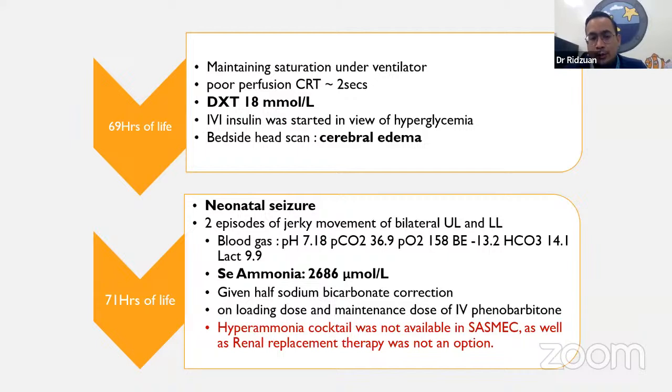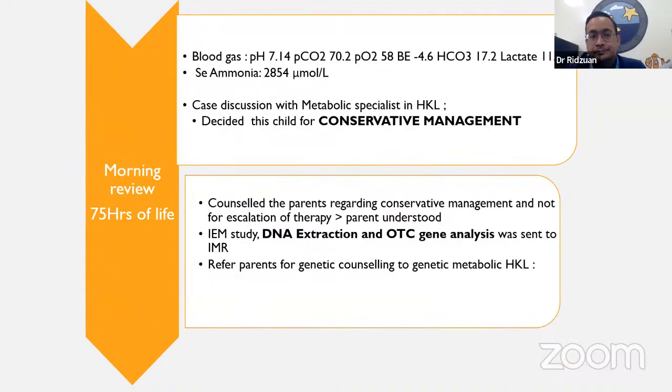Our first serum ammonia at that time was already 2,686 micromole per liter. We did give a sodium bicarbonate correction and also phenylbutyrate loading and maintenance dose for the seizures, but we were unable to give the hyperammonemia cocktail at that time as it is not available in SUSMED. As well, we were unable to do renal replacement therapy at that time as it was not an option.